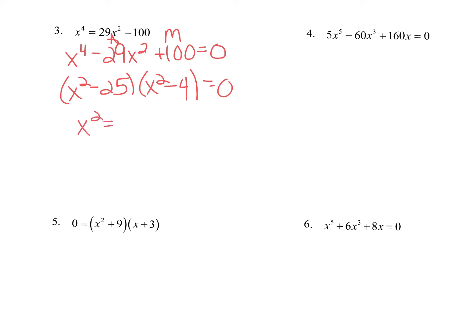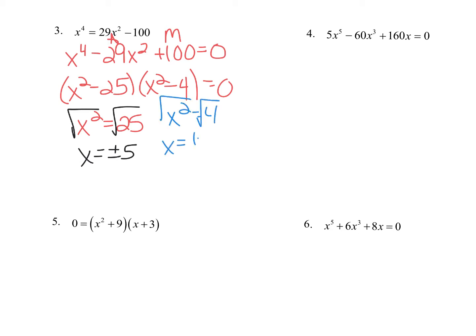We could factor this further because it's difference of perfect squares, but honestly I use square roots when I can, whenever it's incomplete. So this is plus or minus 5, and this one over here is plus or minus 2. Can write those out. And 5. Once again, order doesn't really matter. I try to write them in order from smallest to largest, but it's fine either way.